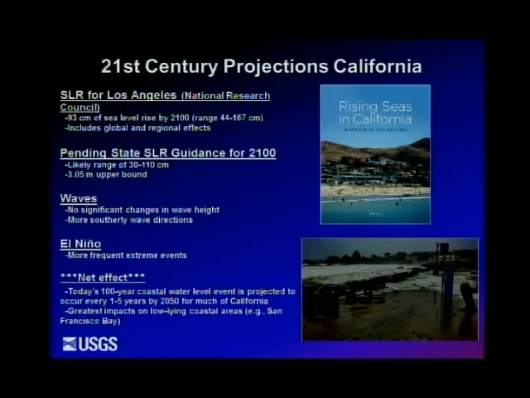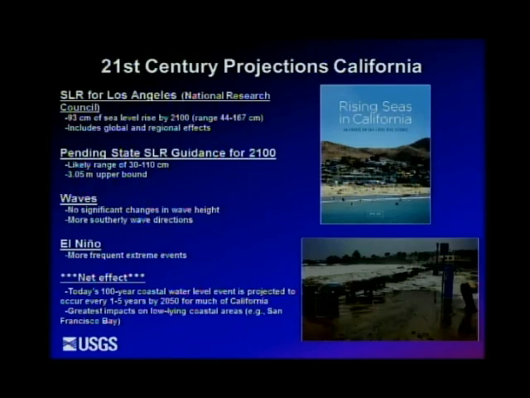Okay, but waves also matter for California. We've done quite a bit of research on this along with Scripps, and the global climate models suggest no significant changes in waves along our coast, but perhaps more southerly wave directions, which could be particularly important for Southern California south and west-facing beaches. El Nino, as I mentioned, current literature suggests more frequent extreme events, perhaps accompanied by much drier conditions.